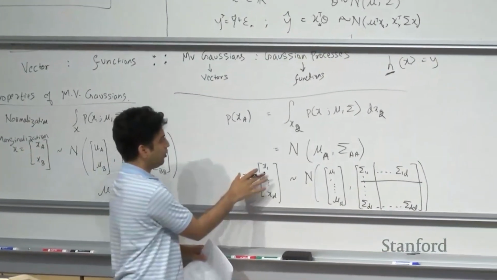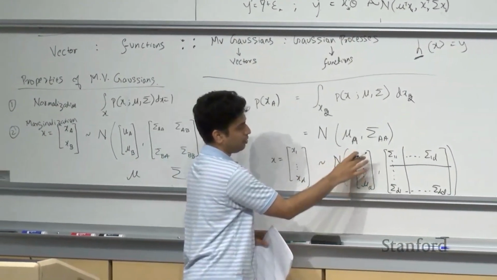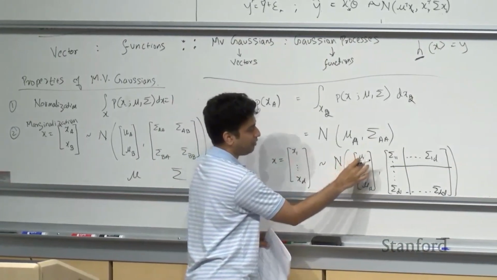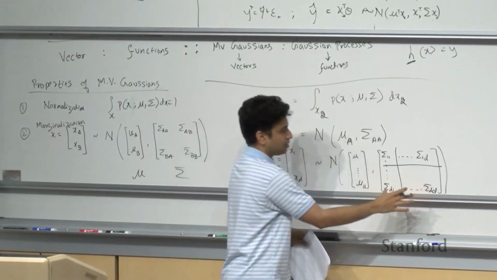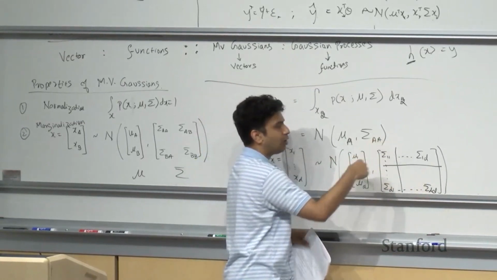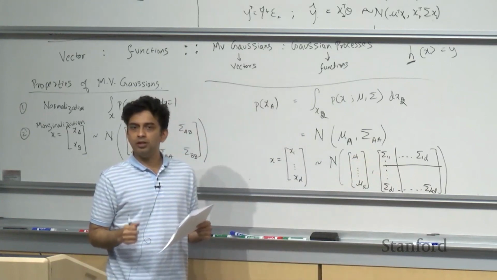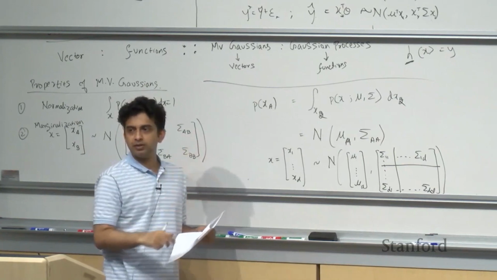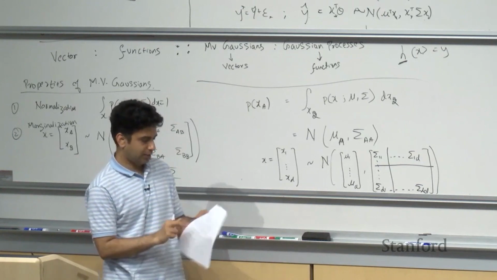So if you marginalize out x2, the marginalized distribution will have a mean vector with just that component removed, and the covariance will have that corresponding row and column removed. Right? That's a very nice property about multivariate Gaussians. Marginalizing is super easy. Right? Just take off the things that you want to marginalize, and you get the right answer.